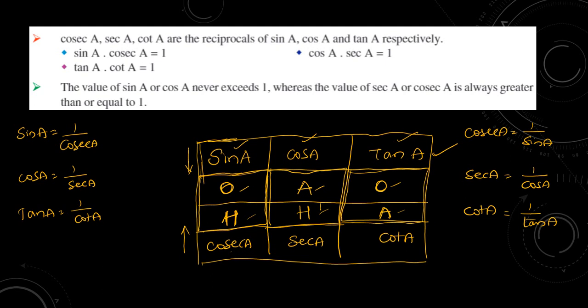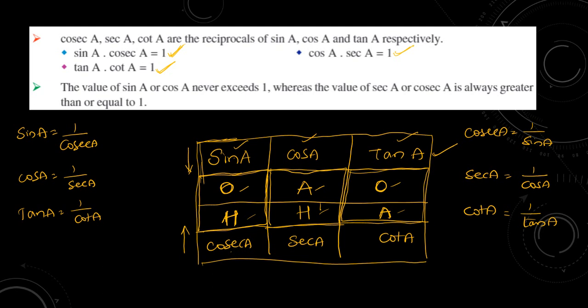Now when you do cross multiplication, you get this. Whenever you multiply a ratio with its reciprocal, their product is equal to 1. That means sin A into cosecant A is equal to 1. The same way cos A into secant A is equal to 1, and tan A into cot A is equal to 1. Right? Next, the value of sin A and cos A never exceeds 1.